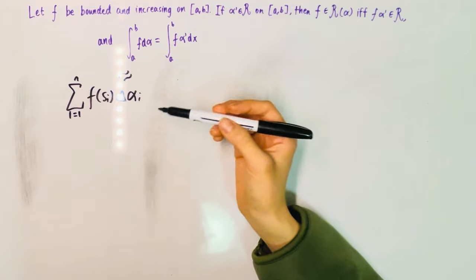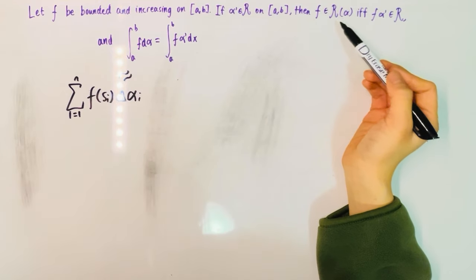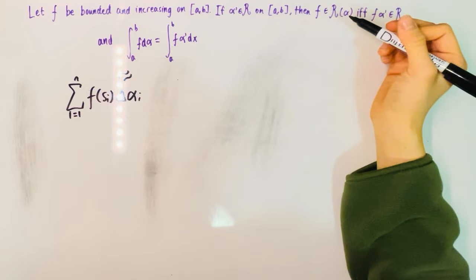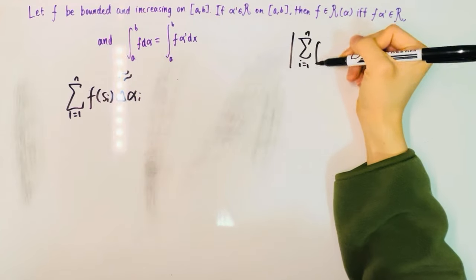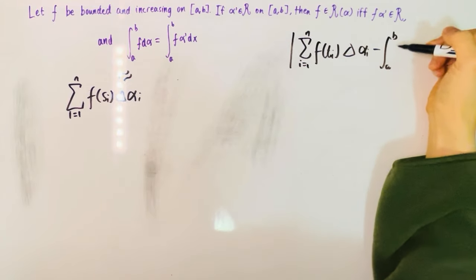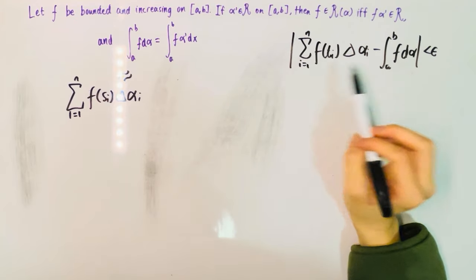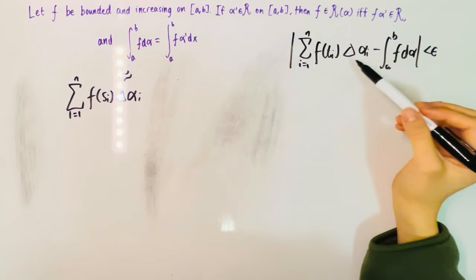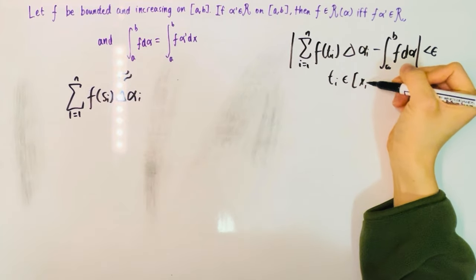And we know that because if f is Riemann integrable, and also the upper sum minus the lower sum, there's a partition such that it's less than epsilon, we know that the sum from i equals 1 to n of f of ti delta ai minus the integral from a to b of f dA is less than epsilon. And this is a theorem from Rudin. And ti is just an arbitrary point in xi minus 1, xi.